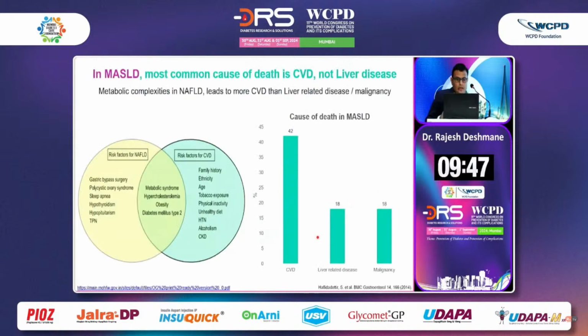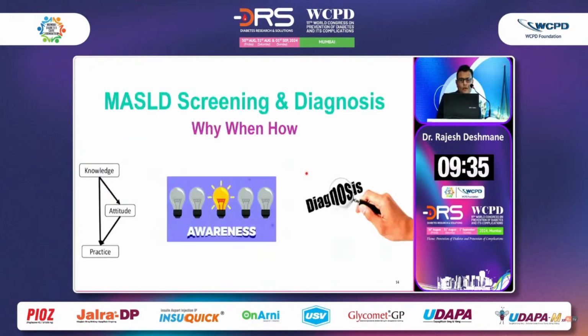And here again, on the slides, the most important cause of death in patients with MASLD is not liver related or malignancy related, but cardiovascular disease. And that's why it's considered a very important risk factor for cardiovascular disease. As Dr. Gupta said, the knowledge, attitude and practice of doctors is more important. That's why it's very important to screen and diagnose MASLD.